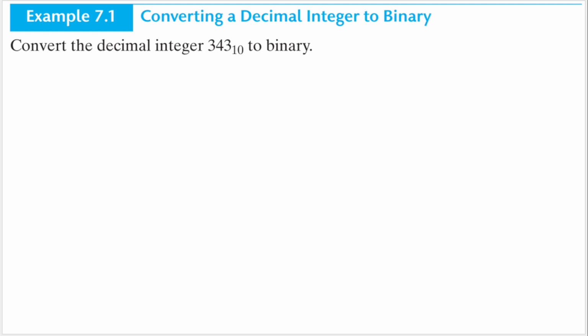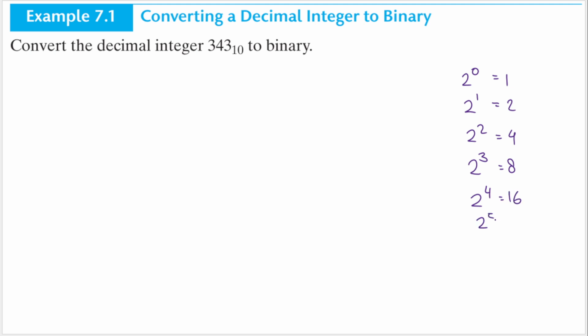The first thing that we need to know is the powers of 2. Maybe let's list some powers of 2 here. 2 to the power of 0 is 1. 2 to the 1 is 2. 2 to the 2 is 4, and so on. 2 to the third power is 8, and 2 to the fourth power is 16.